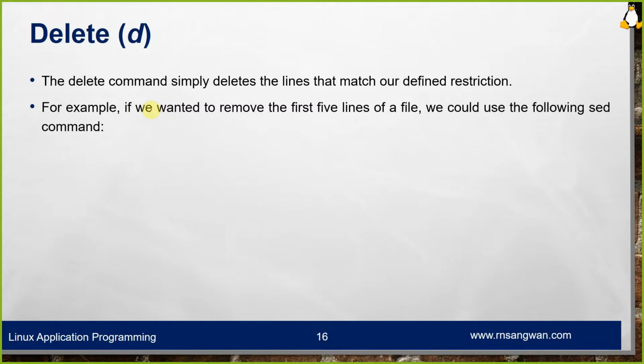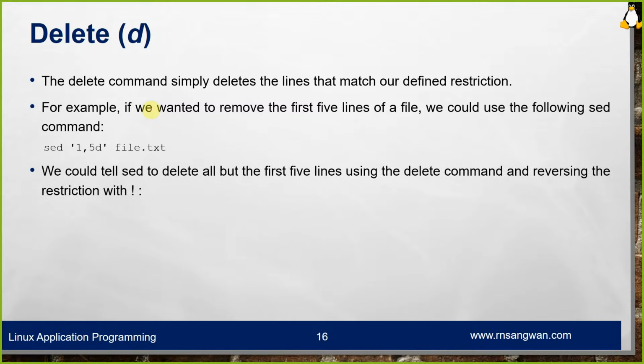For example, if we wanted to remove the first 5 lines of a file, we could use this simple SED command. SED 1,5d means delete lines 1 to 5 of file.txt. Now one thing, don't forget, it does not actually delete from the file. It will delete and then display the output on the standard output. It will not replace the content of the file. It will not change the file in place.